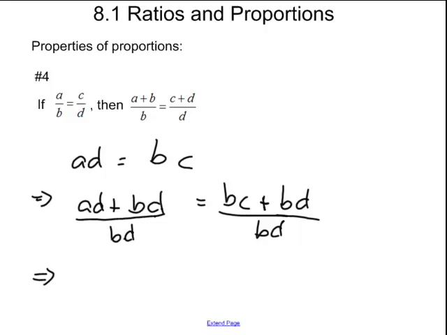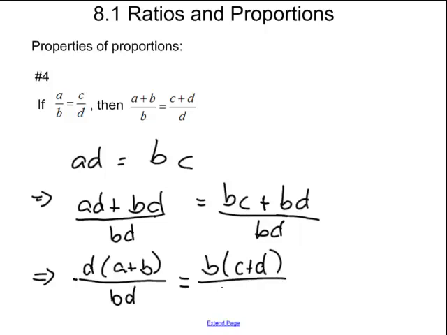Okay, on the left-hand side of my equation, I'm going to factor out a D, and I get D times (A plus B) over BD is equal to, on the right-hand side I'm going to factor out a B times (C plus D) over BD. Now on the left-hand side, I can cancel out the D's, and on the right-hand side, I can cancel out the B's, and sure enough, I'm left with (A plus B) over B is equal to (C plus D) over D.